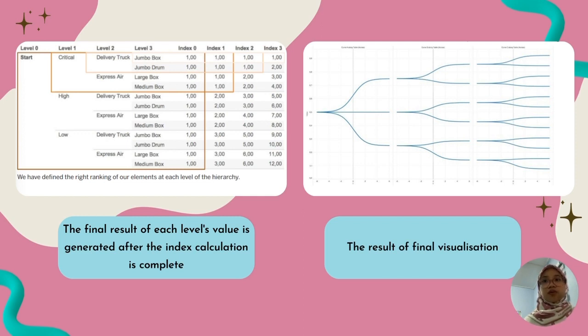As shown in the figure, we can see the value of index 0, index 1, index 2, and index 3. After that, here is the final result of the visualization. And that's all from me. The next data mining task will be continued by my other group member.